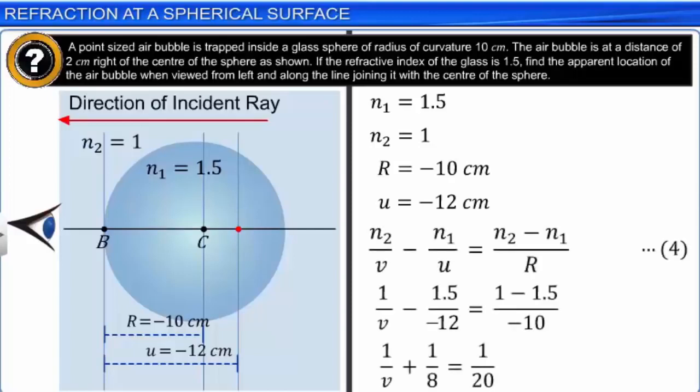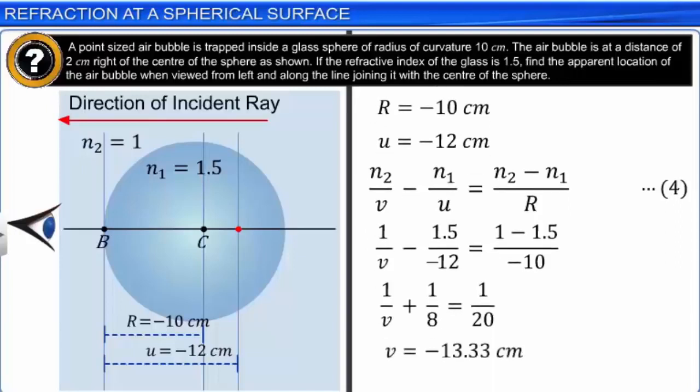Since the object is in denser medium, after refraction, light rays bend away from the normal. When produced backwards, the image is formed at a distance of 13.33 cm from B.